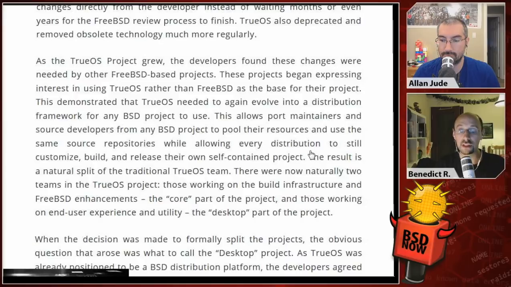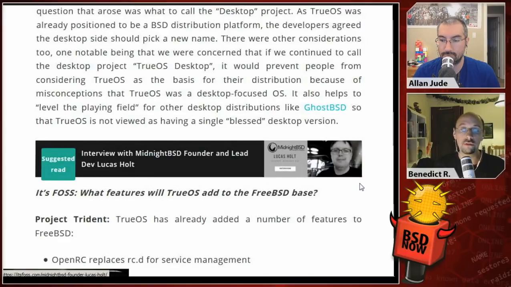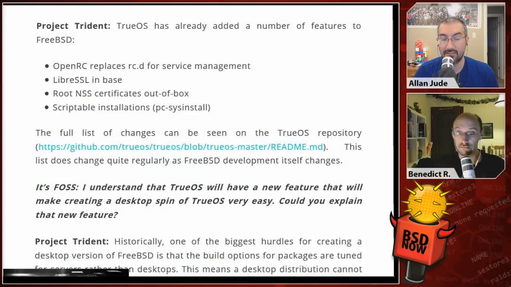Yep. And then it's first asked, what features will TrueOS add to the FreeBSD base? Yeah, so TrueOS has already added a number of features to FreeBSD, including using OpenRC instead of the rc.d service management framework, switching to using LibreSSL in base, installing the Mozilla NSS root certificate bundle out of the box, and having a more scriptable installation using PC sysinstall. And you can see a full list of changes in the TrueOS repository, including the README.